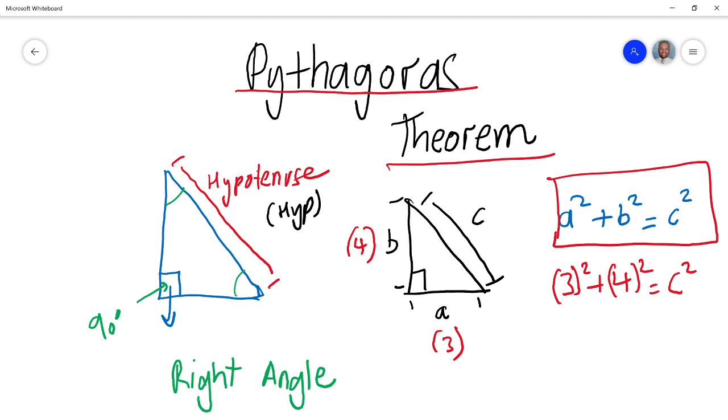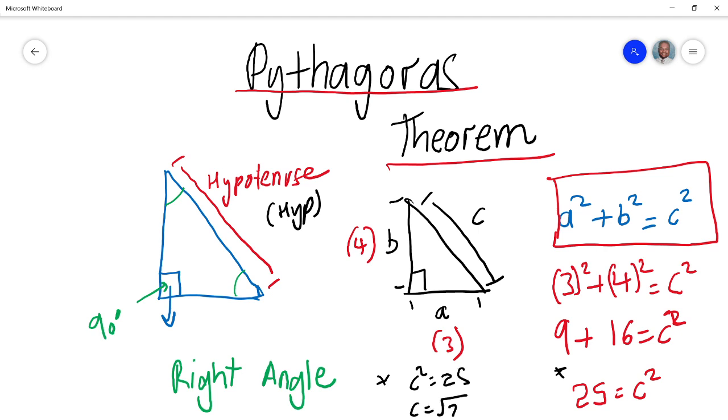Now just remember, 3 squared is 3 times 3. I've seen students make a mistake by saying 3 squared is 3 times 2. That is wrong. So 3 squared is 3 times 3, which is 9, and 4 squared is 4 times 4, which is 16, equals C squared. Alright, so 9 plus 16 is 25. So we've got 25 equals C squared. If C squared equals 25, then C is equal to the square root of 25, and that is 5 centimeters. Alright, so that's how you solve Pythag questions where you've got two sides and you're told to find the hypotenuse.